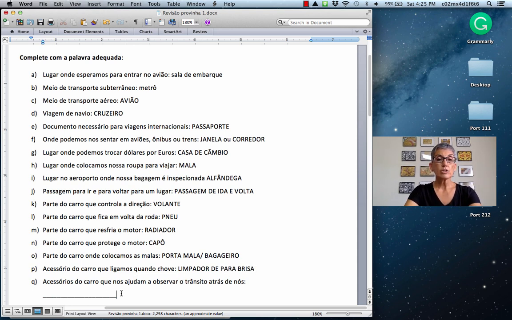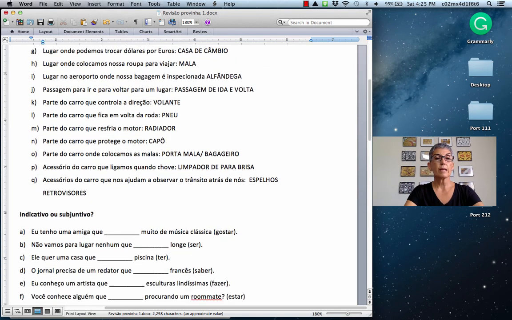Acessórios do carro que nos ajudam a observar o trânsito atrás de nós. So notice that all these are cognates, okay? Cognate words, okay? So car accessories that help us to observe the traffic behind us. So what are those? Espelhos retrovisores. Nós temos 3 espelhos retrovisores no carro, certo?